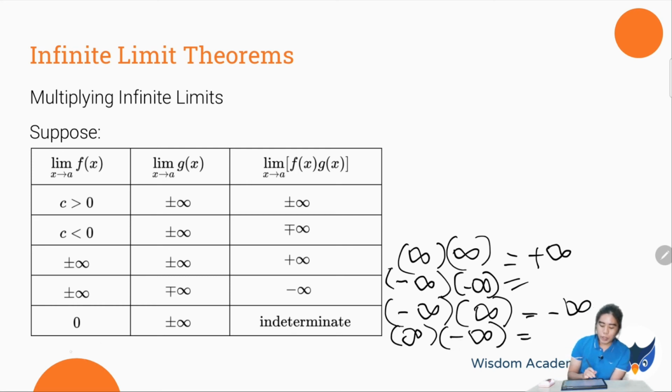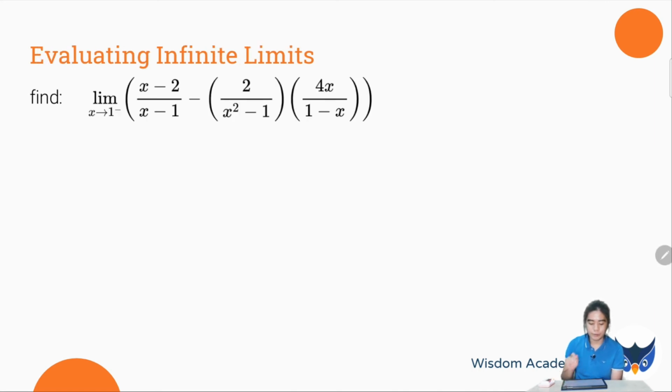Okay. So, what if naman 0 times positive or negative infinity? So, the result naman for that is indeterminate. So, again, indeterminate forms, the limit could either exist or not exist. So, kailangan pa natin ng future steps which we will discuss in a future topic.